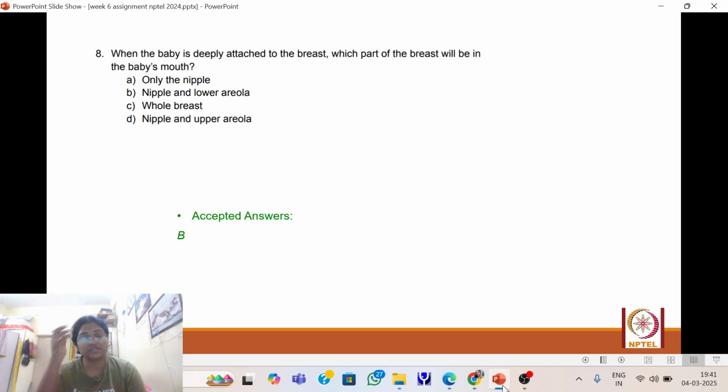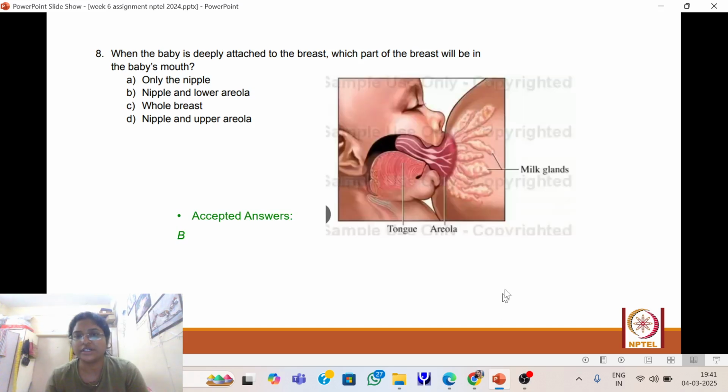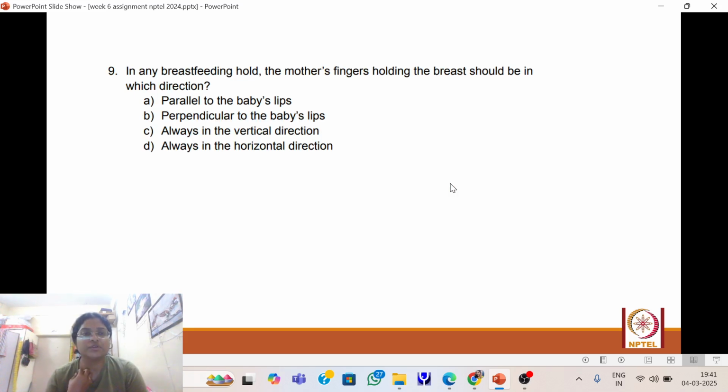Okay, let's see what is the answer. It is B. Nipple and lower areola. Already you have seen, if the baby is deeply attached to the breast, which part of the breast will be in the baby's mouth? Obviously the nipple and the lower areola. This is the lower areola which is inside almost the baby's mouth, right? So the correct answer is nipple and lower areola. Okay. Moving on to the next.